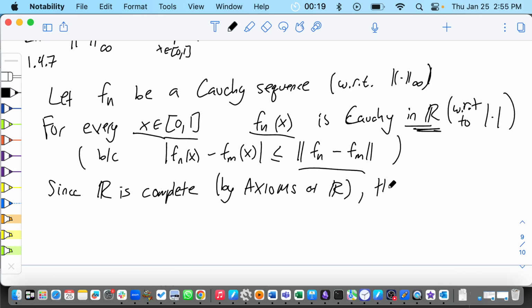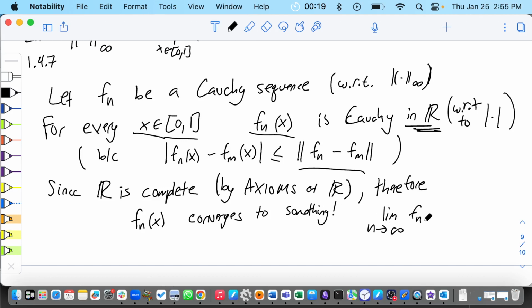therefore Fn of x converges to something. So the limit as n goes to infinity of Fn of x is something. Let's call that thing f of x, the limit. So we're converging to some f of x.